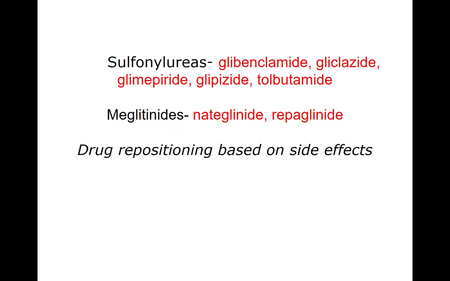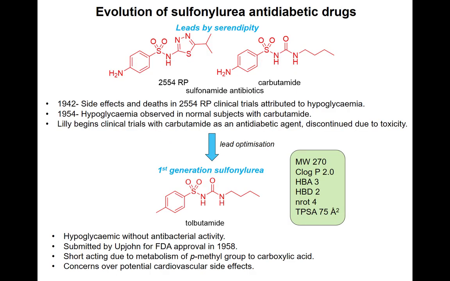The next class of drugs we will look at are the sulfonylureas and meglitinides, and I put them together because they both work on the same molecular target. And this is an example of drug discovery where these drugs were discovered in an accidental way based on side effects that were observed in the clinic. And you can see here where the story started.